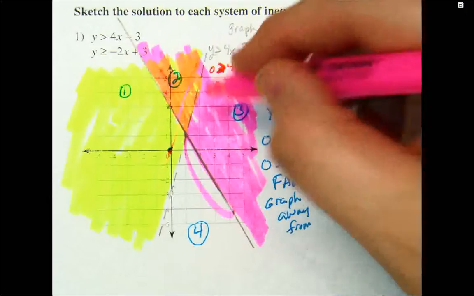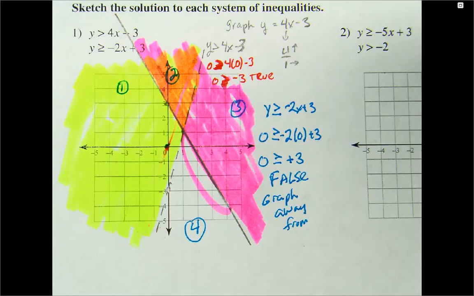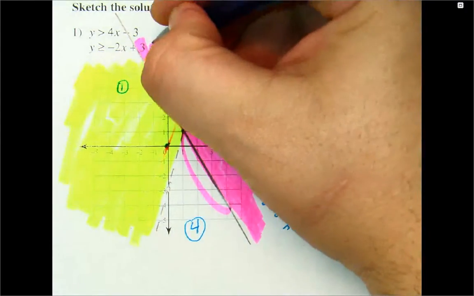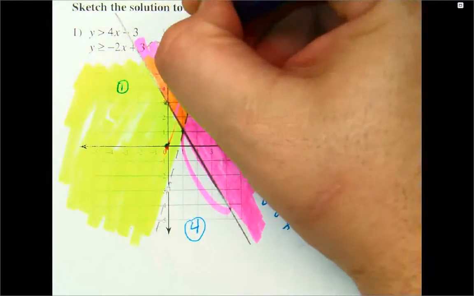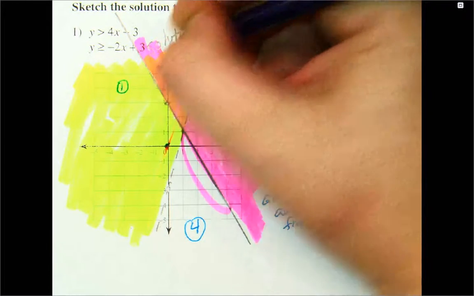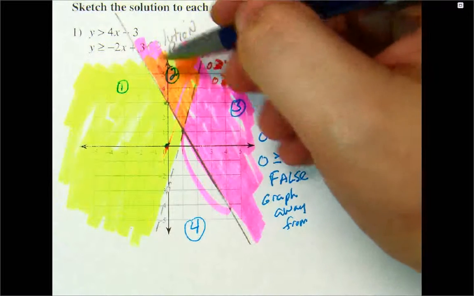Now, which one is a solution region for both of them at the same time? Where's the overlap? So this region, this second region up here, these are where all my solutions are.